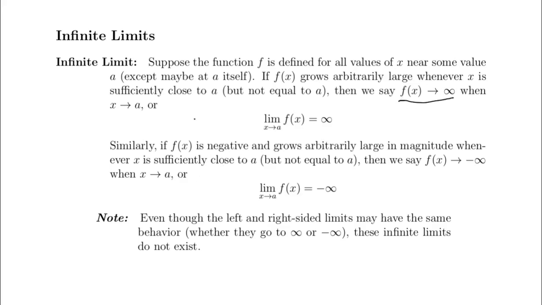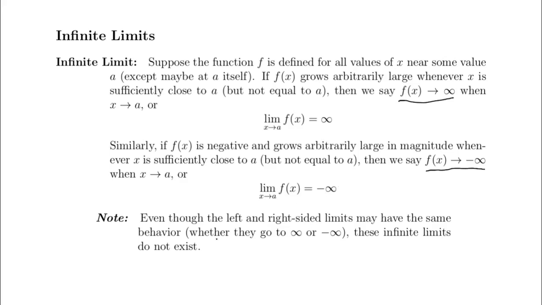We could have the same thing, but if f of x is negative and grows large in magnitude, this is just a fancy way of saying it gets small, although we don't want to say small because small kind of means close to 0, right? We mean it gets really, really, really negative. It dives off in the negative direction. So it gets really large in size, in magnitude, but it's negative. Whenever x is sufficiently close to a, we say that our f of x approaches negative infinity, or this limit is equal to negative infinity.